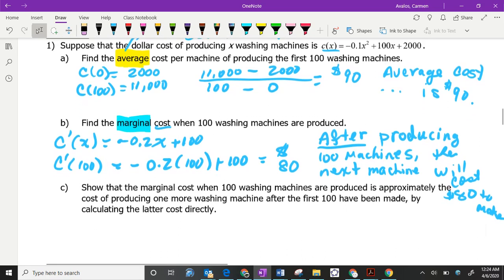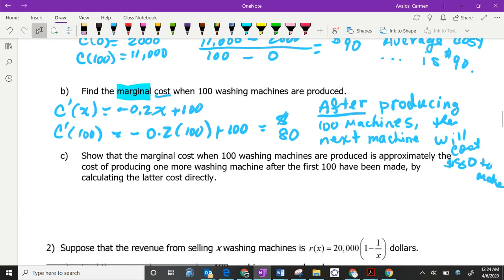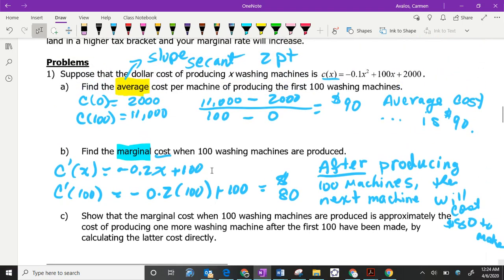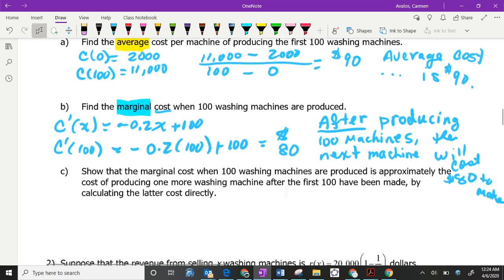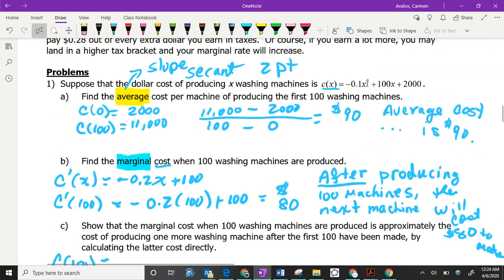So let's prove that. So we're going to show that the marginal cost when 100 machines are produced is approximately the cost of producing one more washing machine after the first 100 were made by calculating the later cost. So what this is saying here is that if I am going to use just regular algebra, not the derivative, so I could show you that the derivative actually makes sense. Let's say that I have this cost C of x. This is the equation that we have. So if I were to put in C and I put in the 101 machine, so all I do is just go straight into this one here and put 101 here, 101 here, and then calculate it.